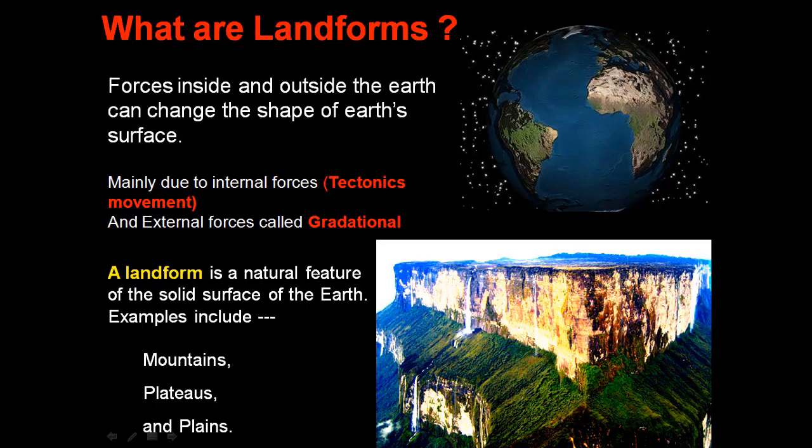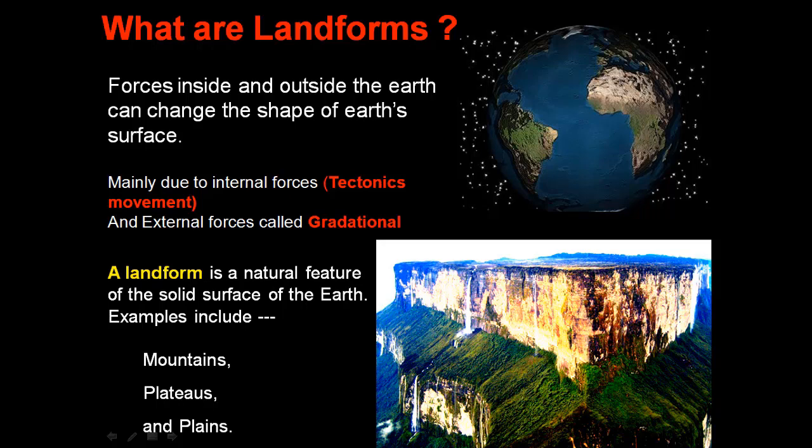Landforms are mainly created by natural forces. These forces are mainly categorized into two categories: forces inside and outside the earth. They can change the shape of the earth's surface, mainly due to the internal forces, tectonic movements, and external forces called gradational forces. Both the forces shape the earth simultaneously and they create remarkable landforms on the earth's crust.